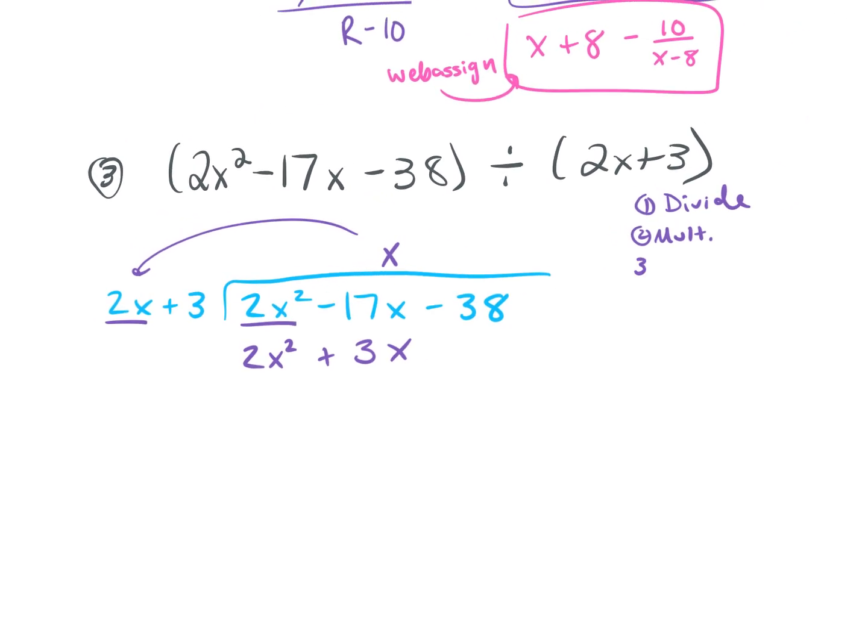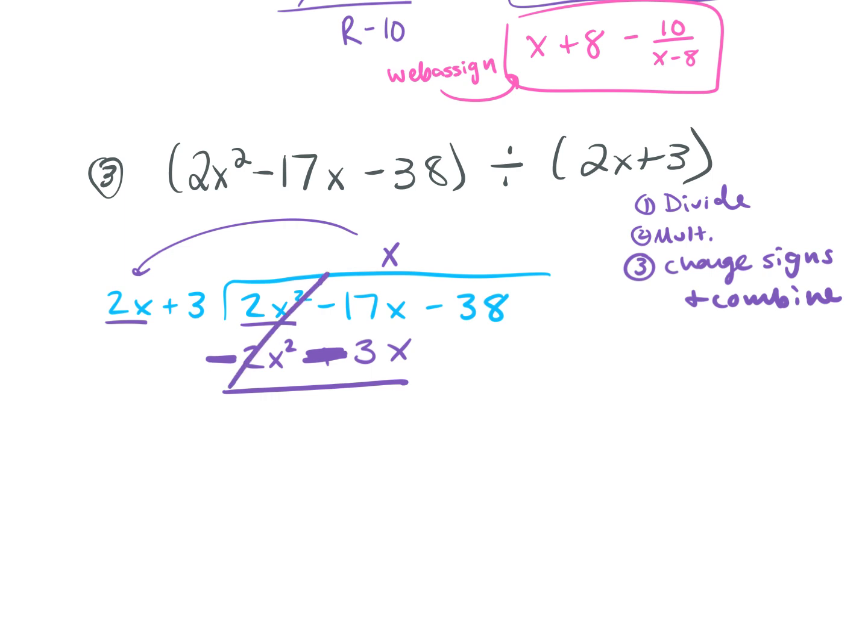What's next? Change the signs and combine. So step 3, change the signs and combine. Don't forget this step. Change the sign, combine. 2x squared minus 2x squared cancels. Negative 17x minus 3x would be negative 20x. Now we start from the top. We divide again.